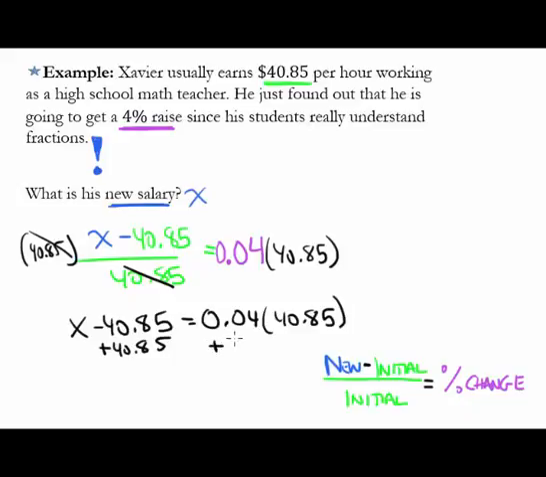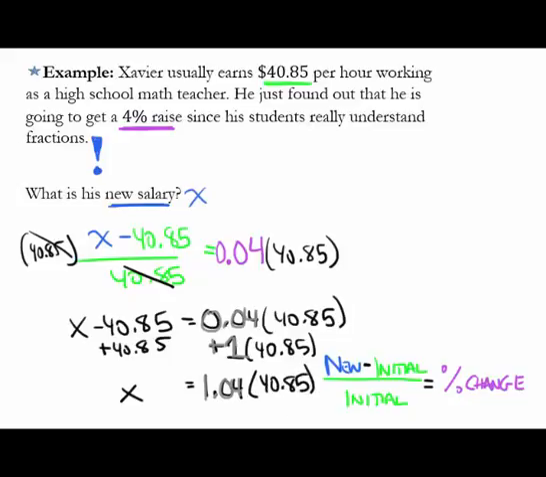I'm going to add one of the 40.85. And I end up that x equals 0.04 times this amount plus 1 times this amount. It's the same thing as 1.04. So in other words, what we're really doing here is adding the 0.04 plus the 1, and that's becoming 1.04 of this original salary.